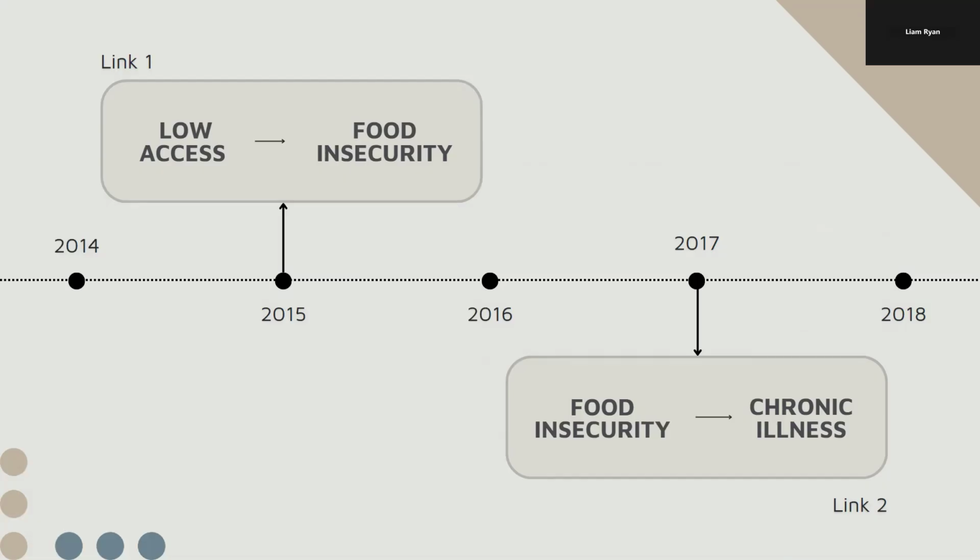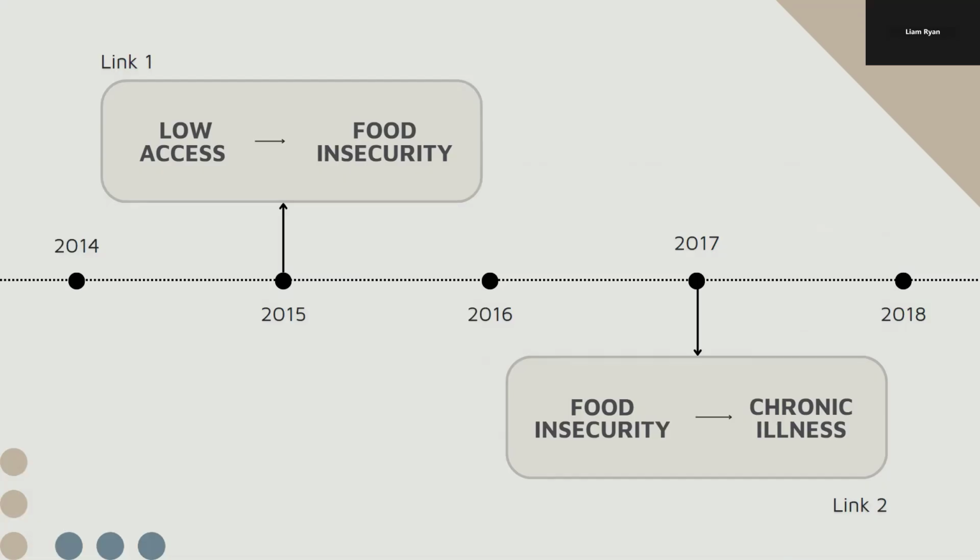The first link looks at how low food access relates to food insecurity, using data from 2015 when both the USDA and Feeding America datasets align in time. The second link explores how food insecurity relates to chronic health outcomes, using Feeding America's 2017 data combined with CDC's Places data, which is based on 2017 and 2018 surveys.